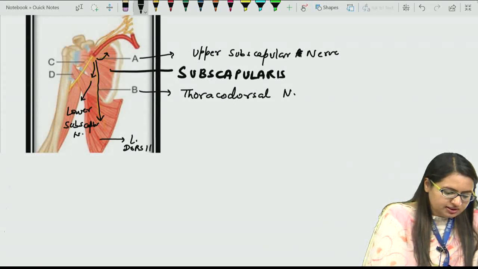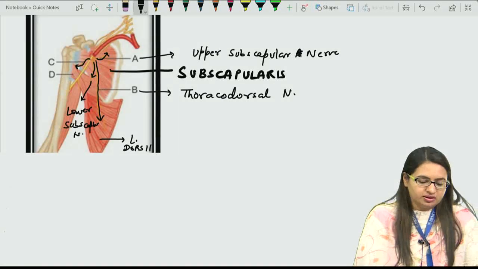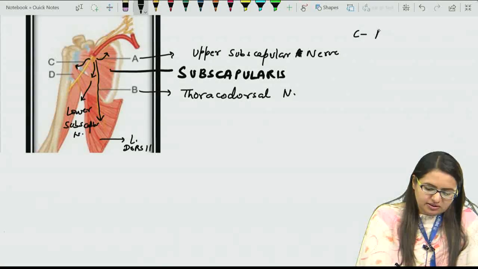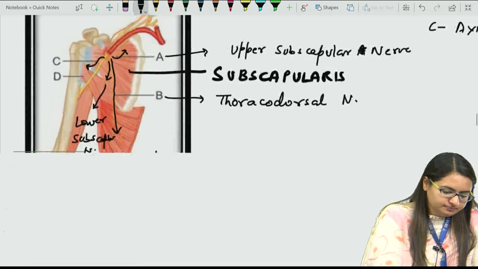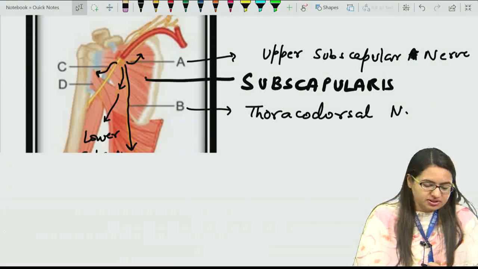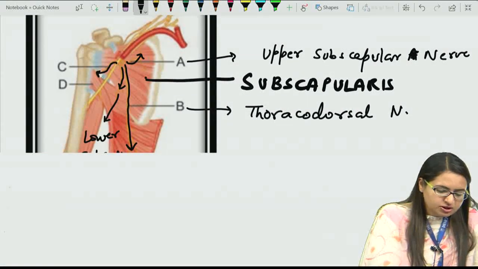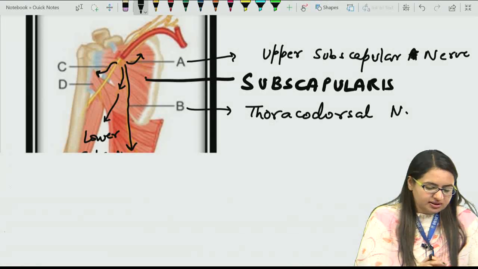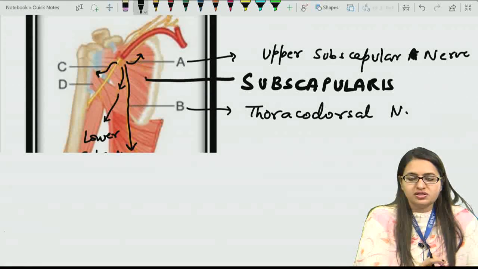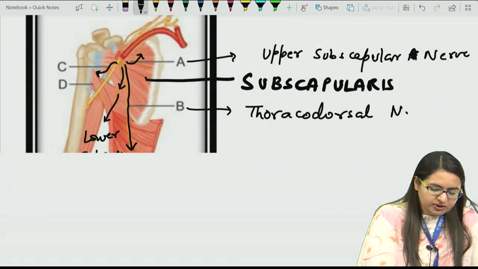Now if we see over here, C is marked like this. This is the nerve which is going over here. C is the axillary nerve. If we see this C nerve, it is going towards the surgical neck of the humerus, and it is passing through the quadrangular space, the intermuscular space which is present over here.